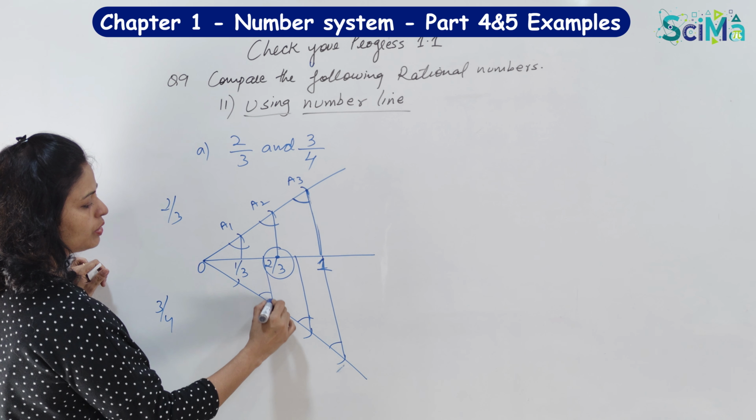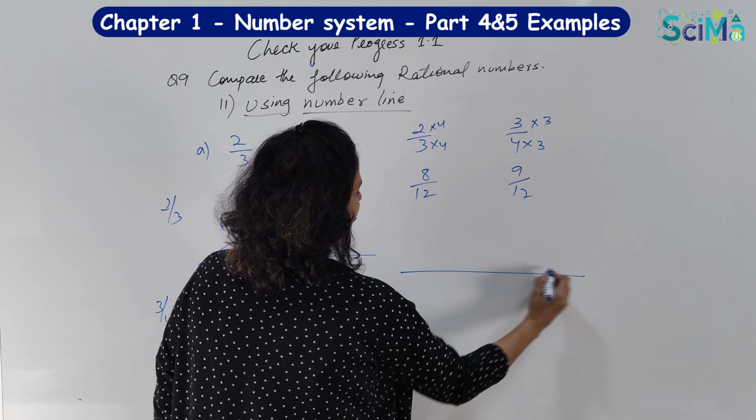So you see 3 by 4 is on the right side of 2 by 3. So 3 by 4 is greater than 2 by 3. That's how we did it using the construction method. Otherwise, if construction is difficult for you, you can convert into equivalent form, which I showed you in the first part: 4 into 4, here 3 into 3. So you get 8 by 12, here you get 9 by 12. Now it's easy to show on the number line.